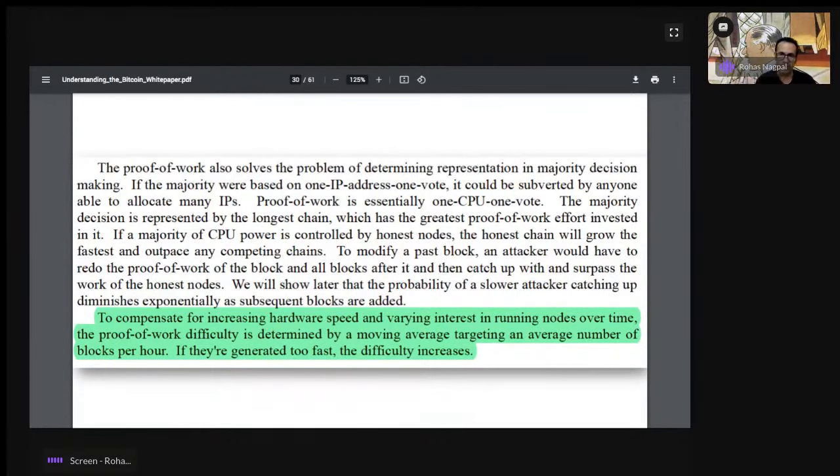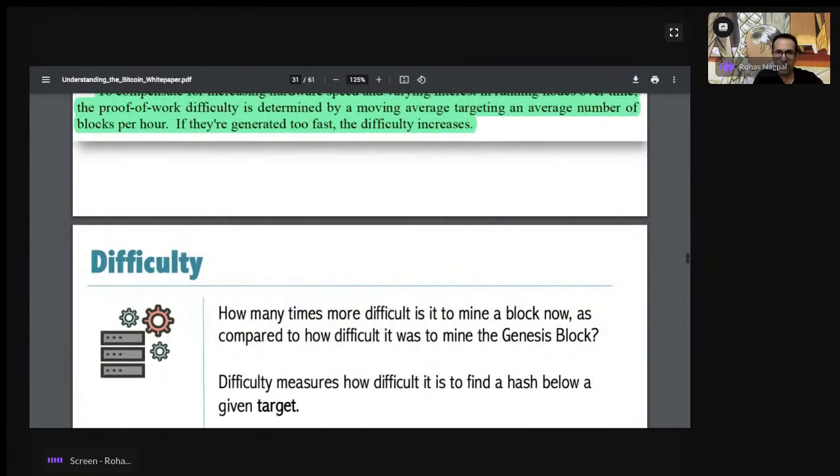When it goes down, fewer people want to go mining. So that is why it says the proof of work difficulty is determined by a moving average, targeting an average number of blocks per hour. If they are generated too fast, the difficulty increases. And obviously, if they're generated too slow, the difficulty decreases. So now we know on average, it is supposed to be 1 block per 10 minutes. And depending upon the hashing power, the difficulty can be increased or decreased by the system.